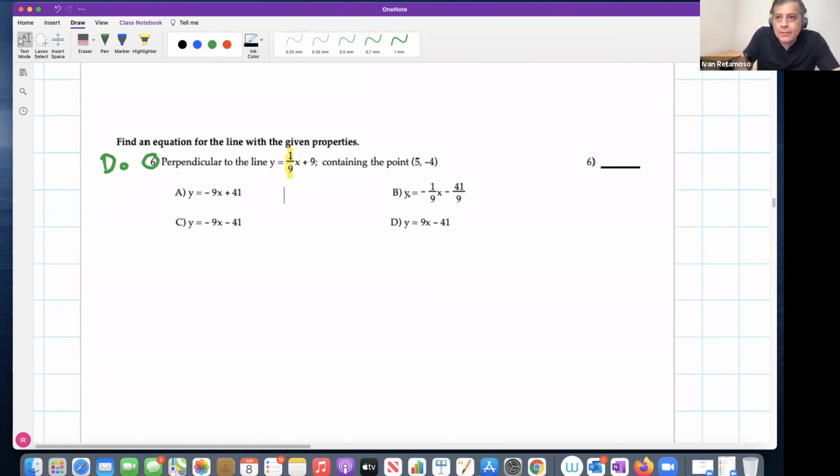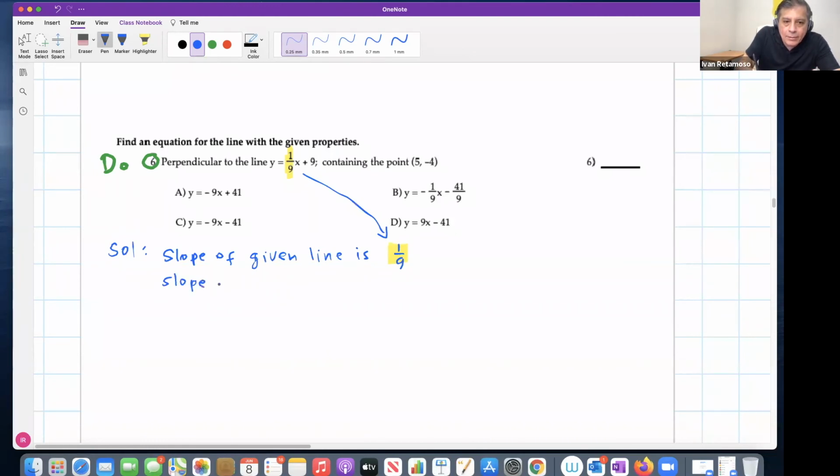All right, let's work this out together, okay? Again, as a general strategy, I would suggest this. Start by figuring out the slope of the given line. The slope of the given line is just this guy, right? 1/9. Now, figure out what is going to be the slope of the perpendicular line, right? I'm going to use this symbol to represent the word perpendicular.